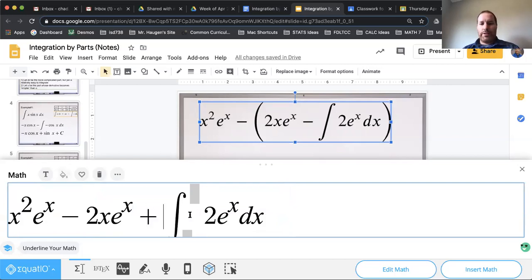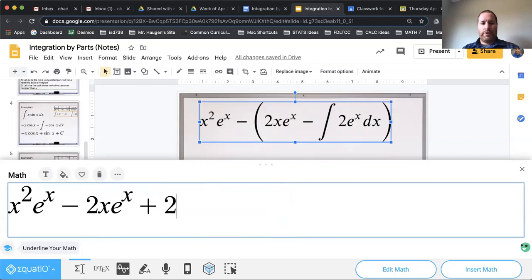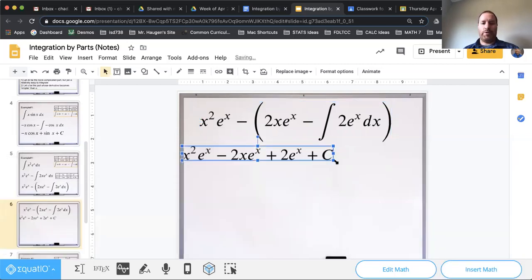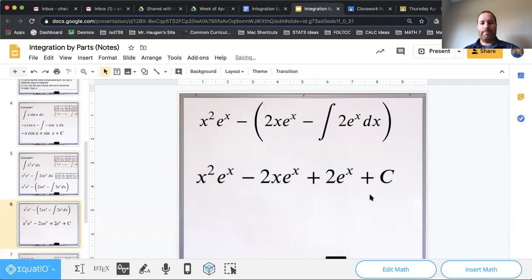And then this part here, the integral of e to the x is e to the x. So this is just an extra double of that. So this is just 2 e to the x. That's not too bad. And then again, plus c at the end to say we have an indefinite integral. If you don't put the plus c, I'm not going to be too mad about that, right?